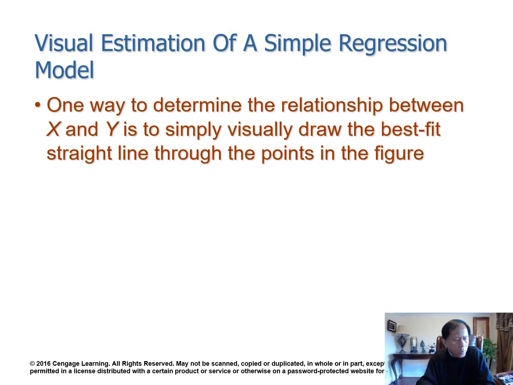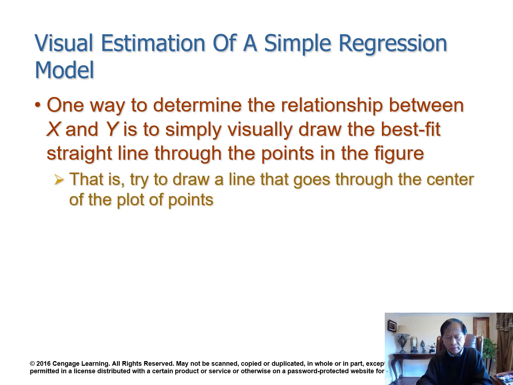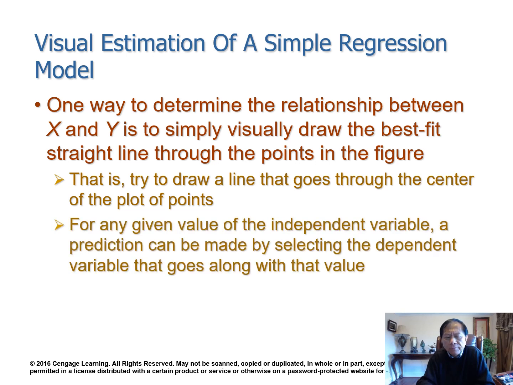One way to determine the relationship between x and y is to simply draw the best fit straight line through the points in the figure. That is, try to draw a line that goes through the center of the plot of points. For any given value of the independent variable, a prediction can be made by selecting the value of the dependent variable that goes along with it.